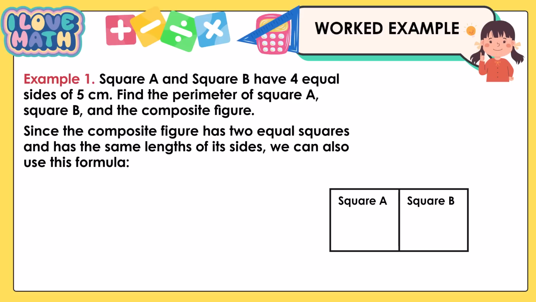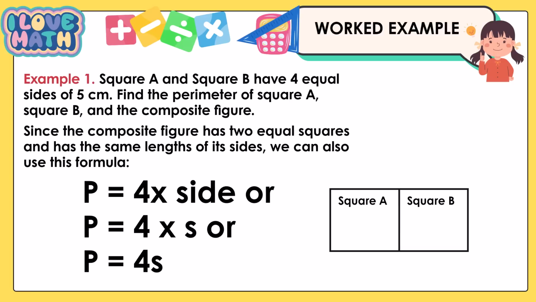Example number 1. Square A and square B have 4 equal sides of 5 cm. Find the perimeter of square A, square B, and the composite figure. Since the composite figure has 2 equal squares and has the same length of its sides, we can also use this formula. P equals 4 times side, or P equals 4 times S, or P equals 4S.